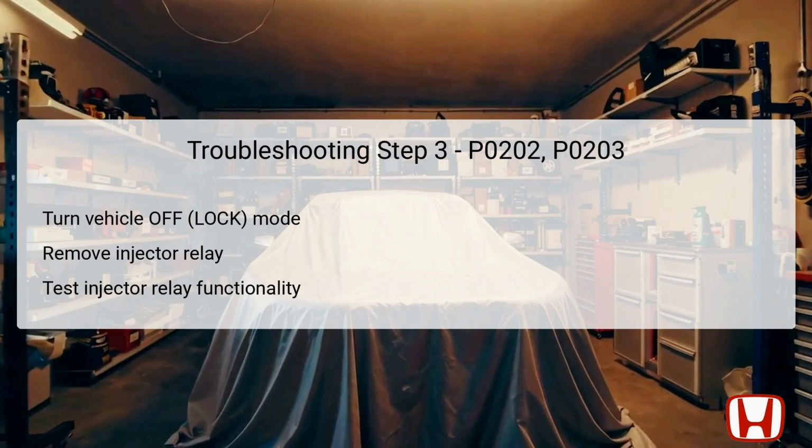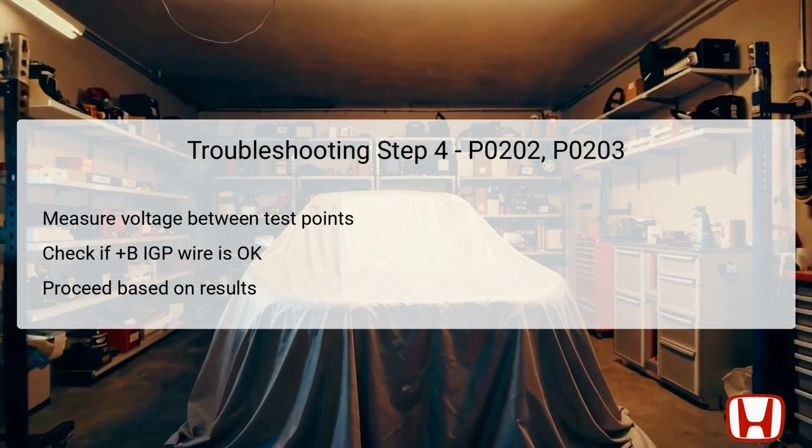If the relay is found to be faulty, replacing it should rectify the problem, leading to an operational injector circuit. In this step, with the vehicle still off and the injector relay disconnected, measure the voltage between specified test points. Test point 1 is located in the injector relay 4P socket number 7, while test point 2 is connected to a solid body ground. You are looking for battery voltage, which indicates that the +B IGP wire is intact.